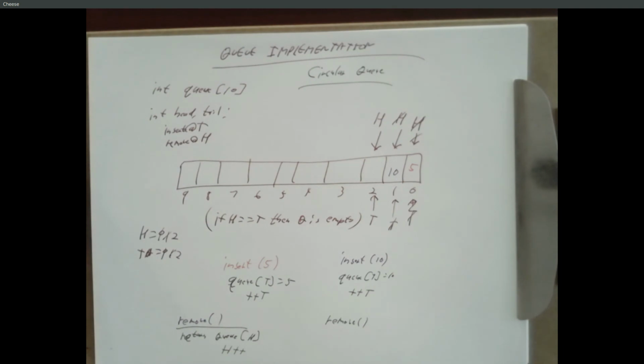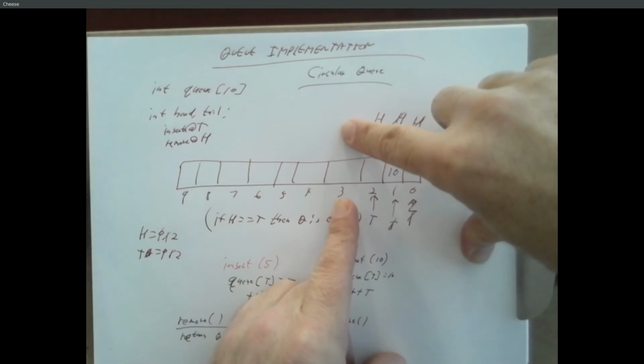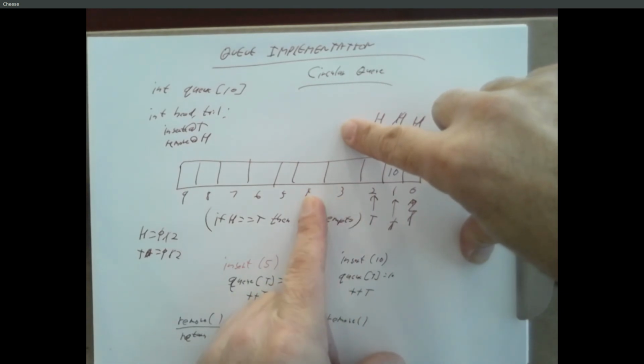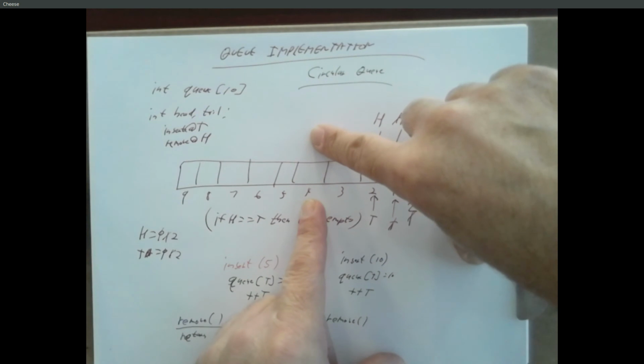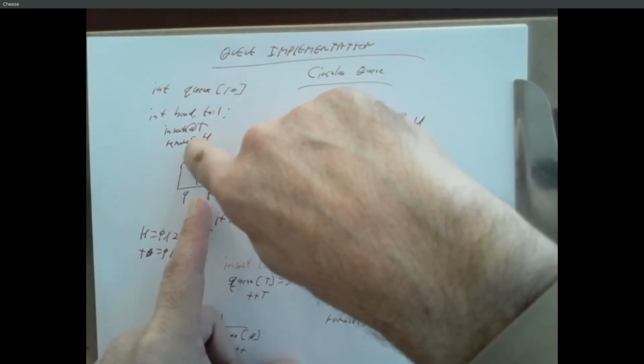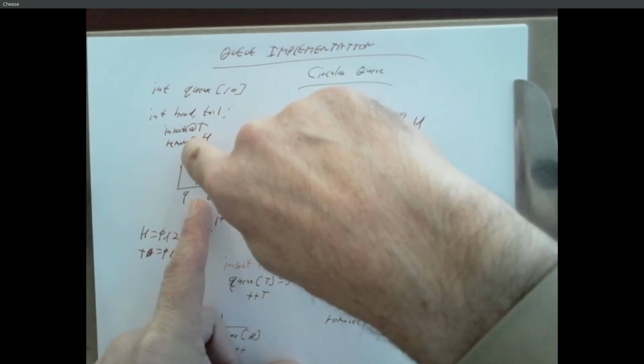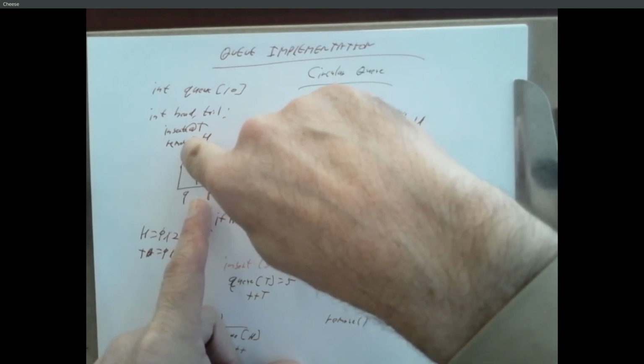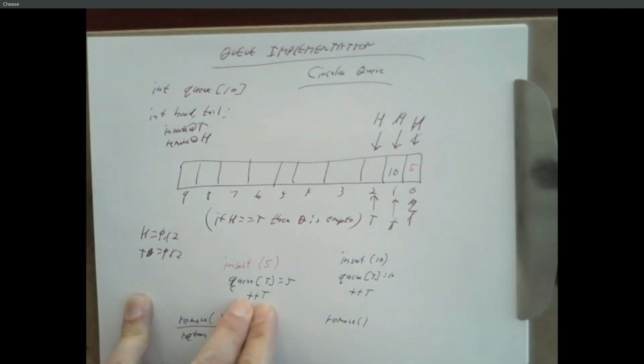And it's circular for the following reason. If we do this enough times, if we insert a number and we remove it, the tail and head will move down to here. If we insert another number, tail moves here, and we remove it, head moves here, right? These tails and heads are moving their way towards this end of the array. What happens when they're sitting over here at the left side, when they're both equal to 9 and we insert something? If we insert, the tail is going to get incremented to 10. And if we try to use location 10, we're going to get a seg fault, or at least an error.